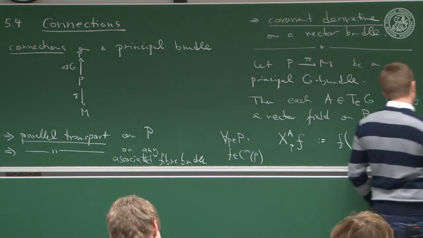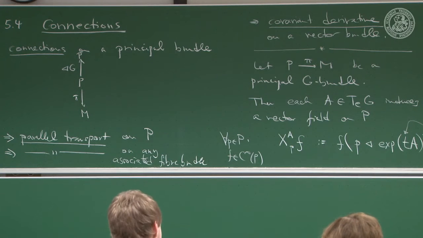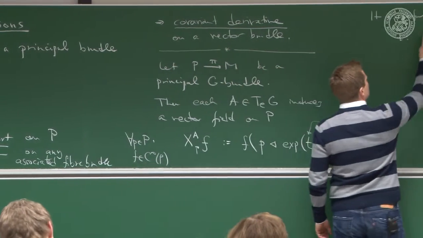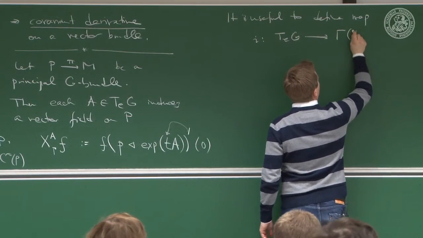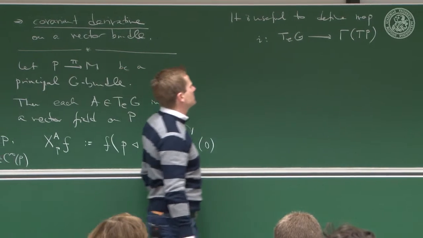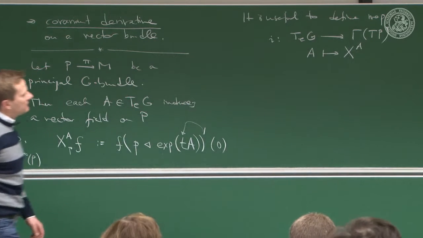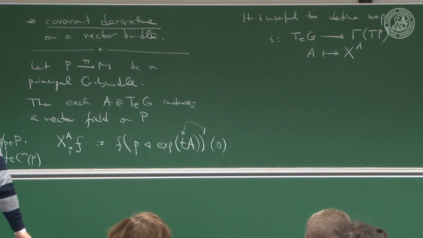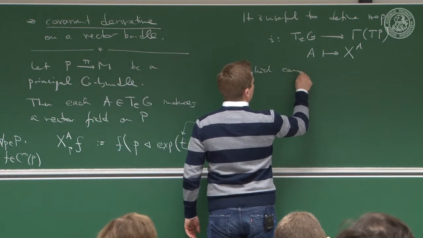Right. And it's useful to define a map, let's call it I, which takes an element A in the Lie algebra and assigns to it the vector field I just defined on P. So it's a section of the tangent bundle of P, simply by assigning to A the entire vector field X_A defined on P. So we have this map, and it can be shown to be a Lie algebra homomorphism.